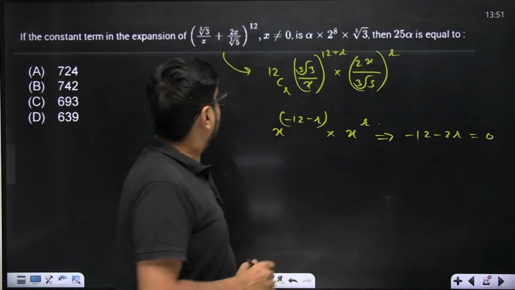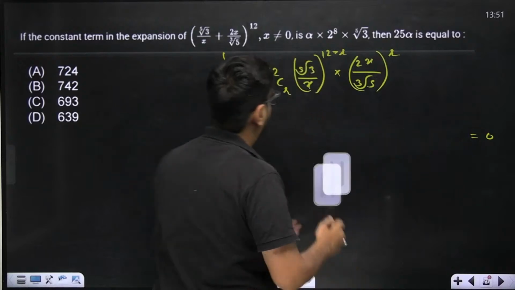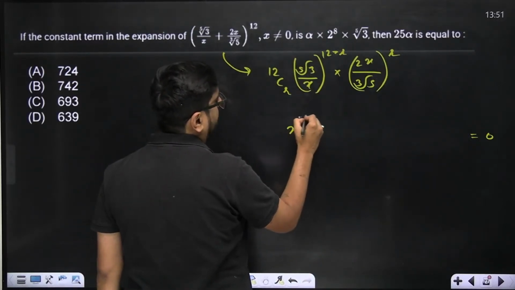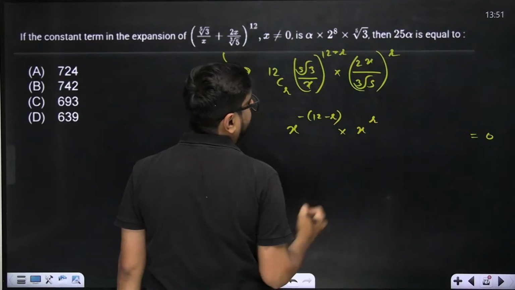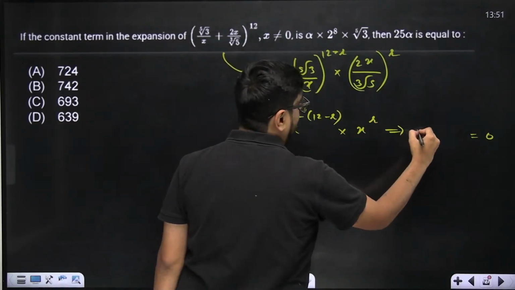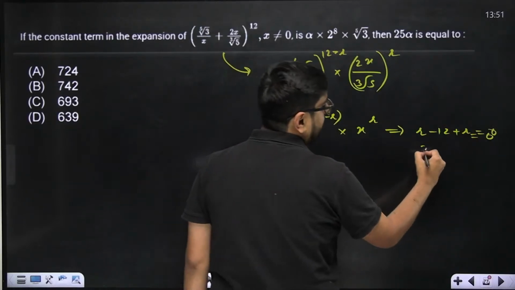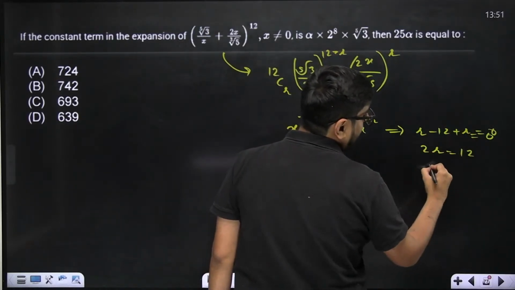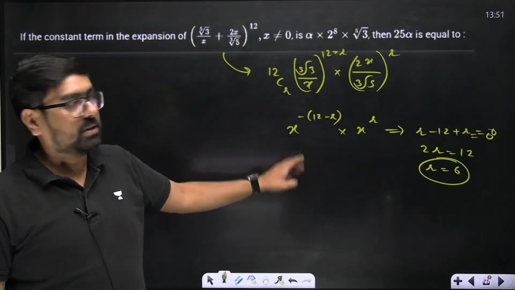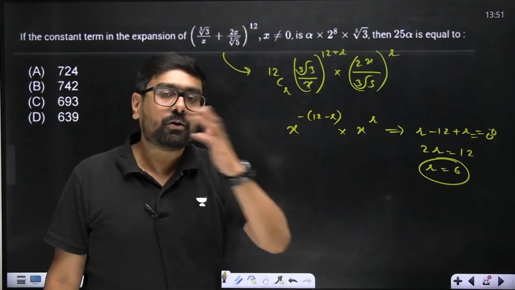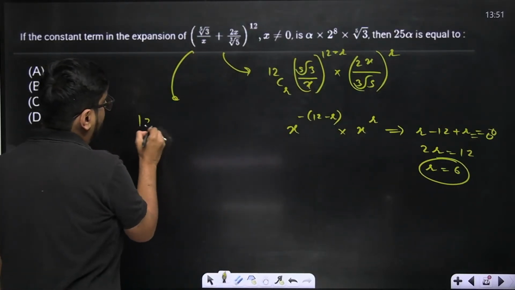If we multiply, x to the power will be minus of (12 minus r), and this will be x to the power r. So this gives us that r minus 12 plus r should be equal to 0. That means 2r should be equal to 12. That means r should be equal to 6. This means when r is equal to 6, the term will be independent of x. So we just have to take r equal to 6 over here.